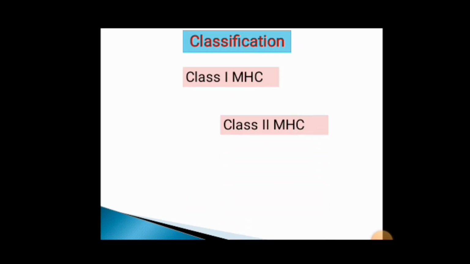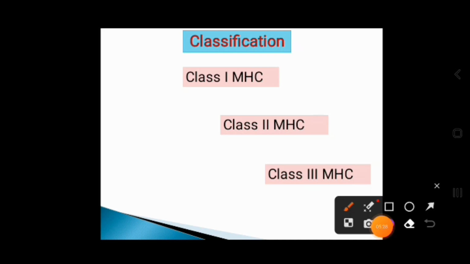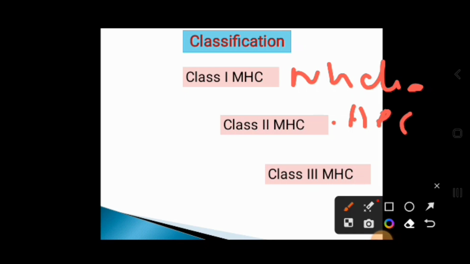Next is the classification. The MHC molecules are classified mainly into three categories, that is class 1 MHC, class 2 MHC and class 3 MHC. Class 1 MHC is expressed in all nucleated cells, whereas class 2 MHC is expressed on antigen presenting cells, APCs, like B cells, dendritic cells, etc.